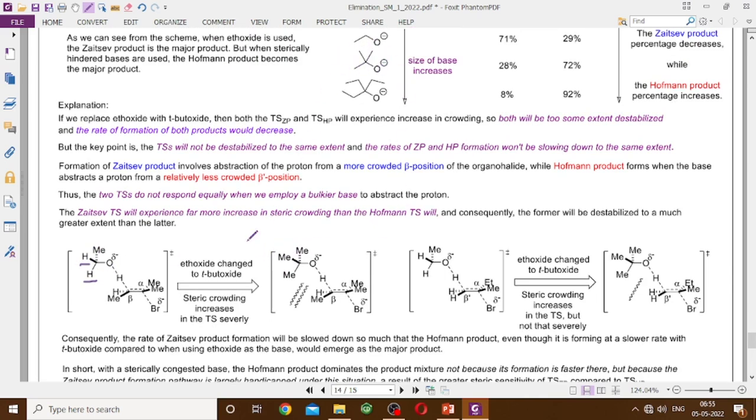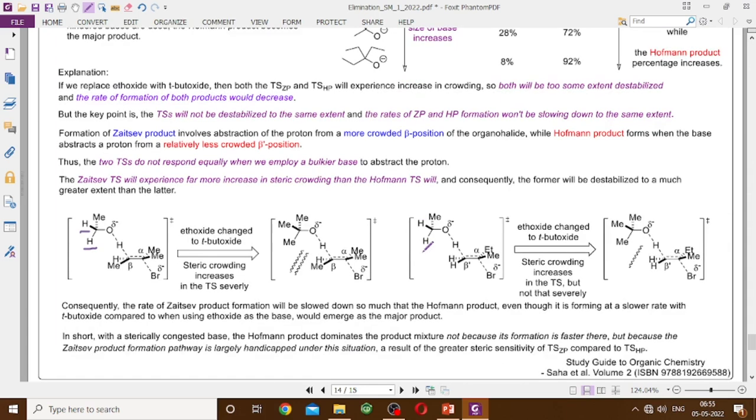as the base, then the Zaitsev transition state as well as the Hofmann transition state, both these transition states become destabilized. Because the steric hindrance is now operating. যেখানে আগে steric hindrance ছিল না, এখানে এখন steric hindrance আসতে শুরু করেছে। So both these transition states will be destabilized. But the key factor to understand is that Zaitsev transition state এবং Hofmann transition state, they will not be destabilized to the same extent. Zaitsev transition state will be destabilized very much more compared to the Hofmann transition state.